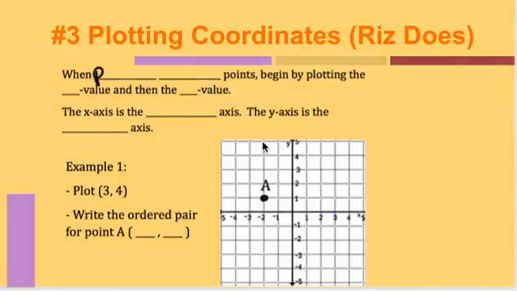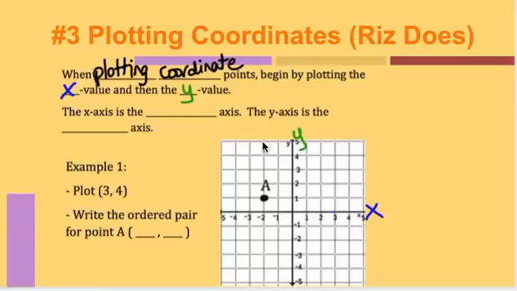When plotting coordinate points, begin by plotting the x value and then the y value. We're going to do a little bit of color coding today to make sure that we really understand this. So the x-axis is right here if you did not know, and the y-axis is right here.